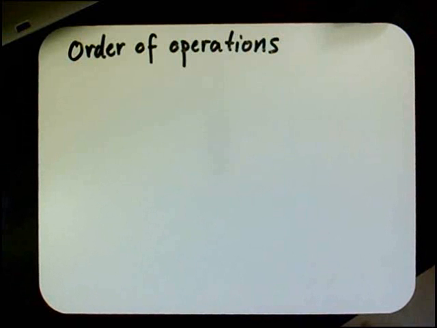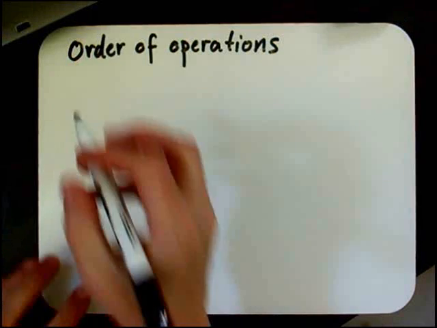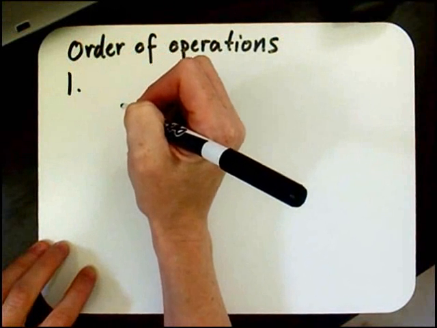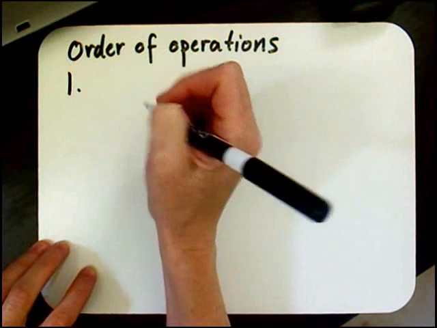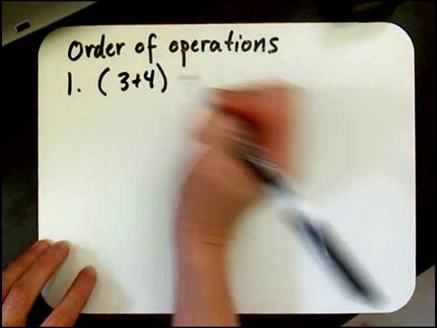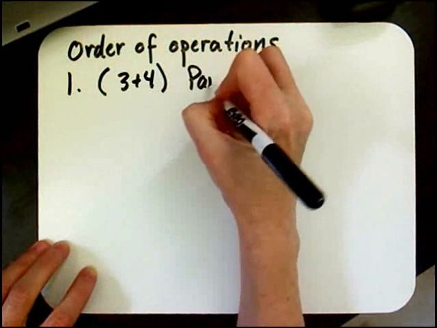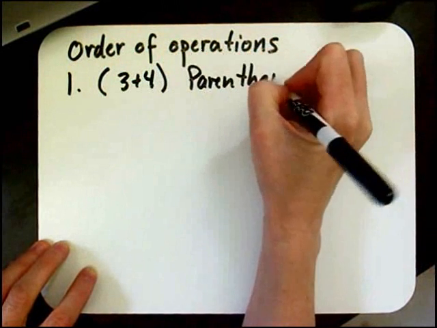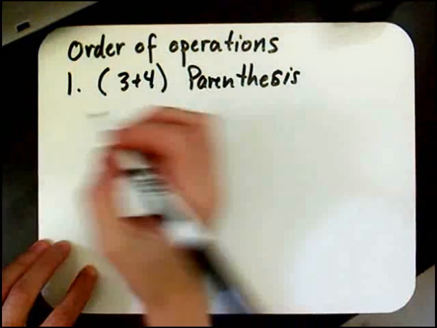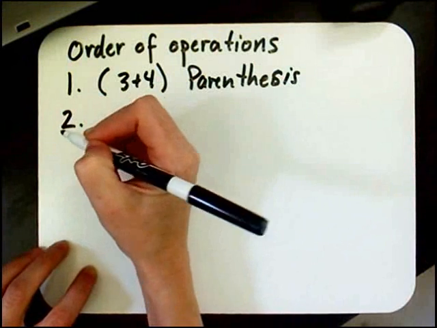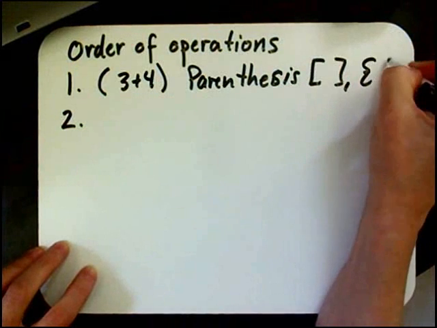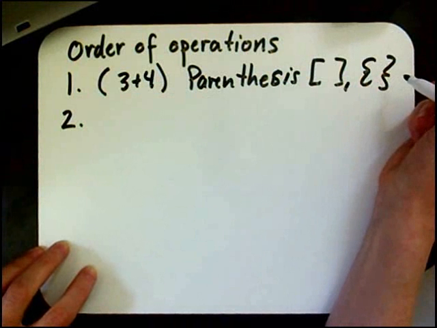So when we're going to order the operations, the first step we need to do is look to see that we've evaluated expressions inside a grouping symbol, such as parentheses. So if we have open parentheses, 3 plus 4, close parentheses, we need to evaluate those first. So 3 plus 4 would equal 7. So parentheses are first. But there's parentheses, there's brackets, there's braces, and you will see those as well.